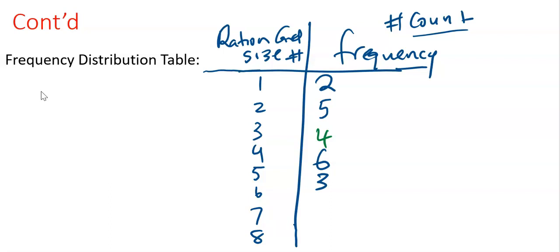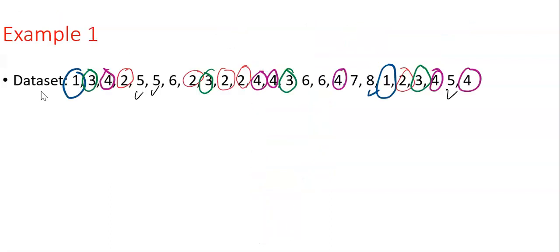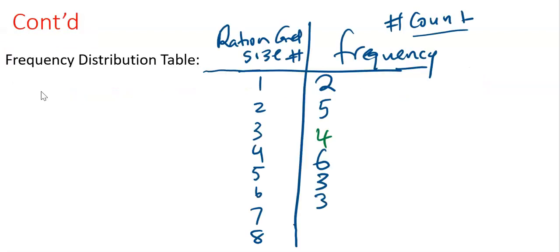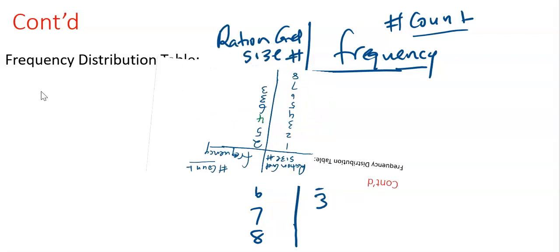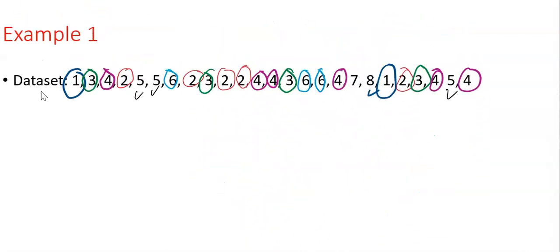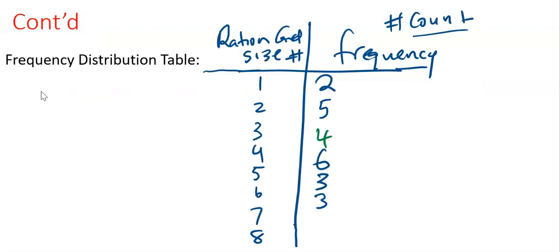Then we do 6. How many times did 6 appear in this dataset? 1, 2, 3. So 6 is also 3 times. What about 7? 7 is just 1 time, I think. And then 8 is also 1 time. So 7 is 1 time, 8 is 1 time.